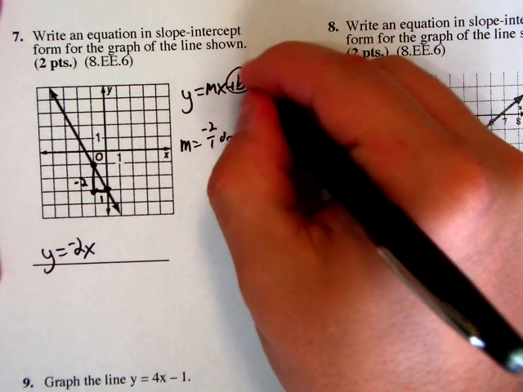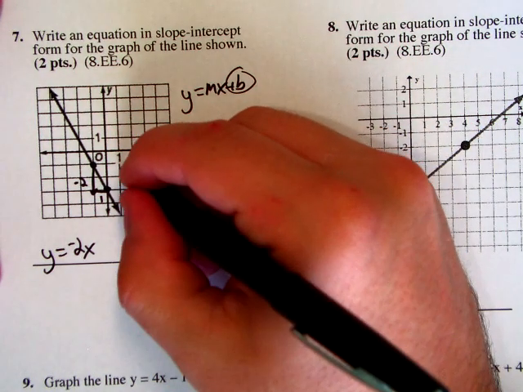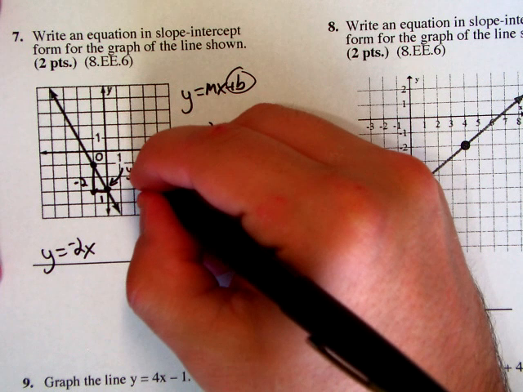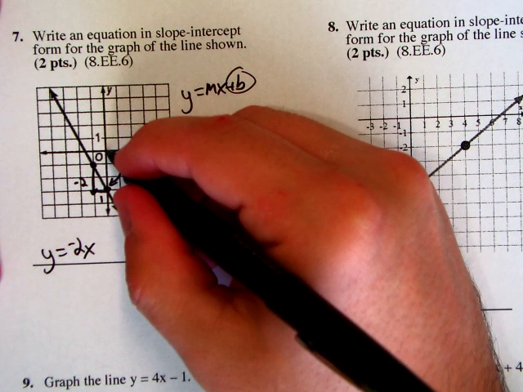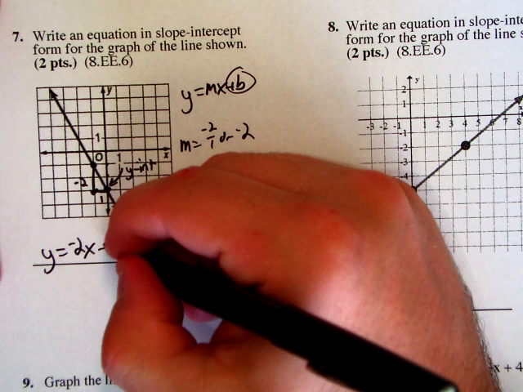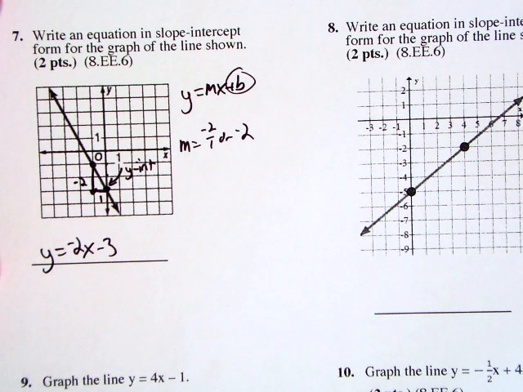The last part, this plus b, that's where the line crosses the y-axis, and that happens to be right here. And that's down at 1, 2, 3, so this would be y equals negative 2x minus 3.